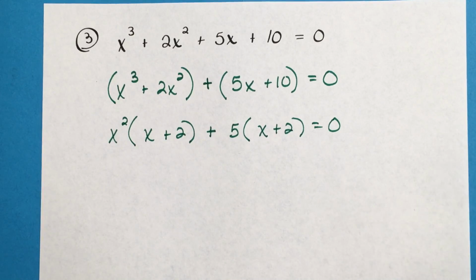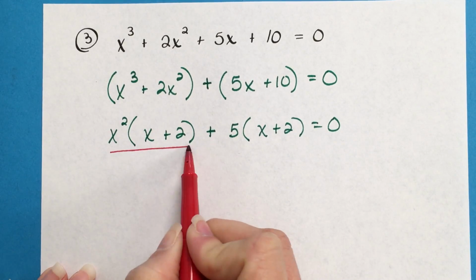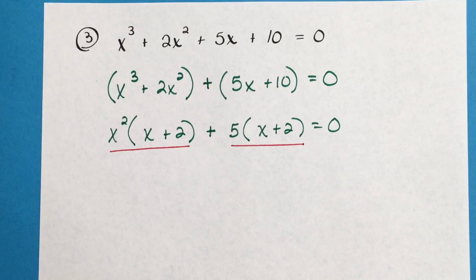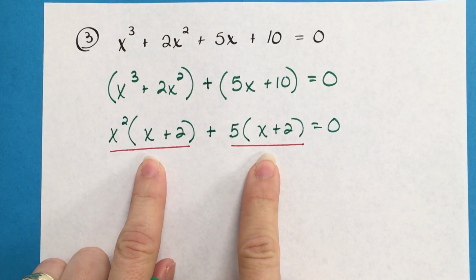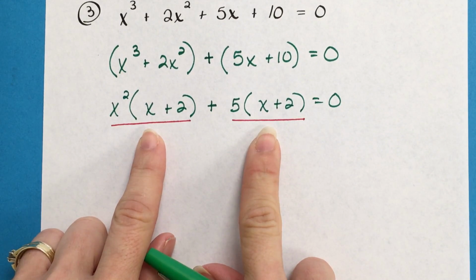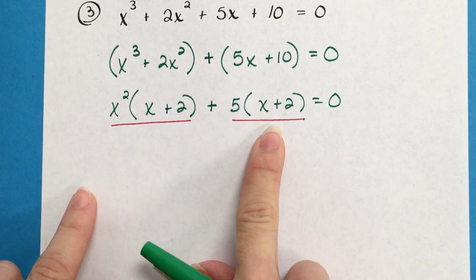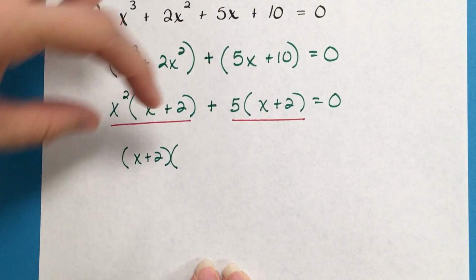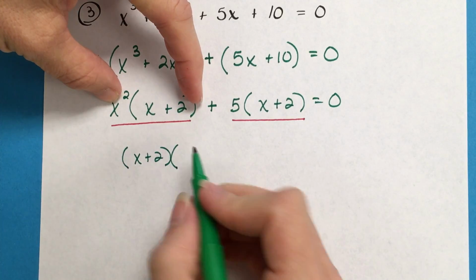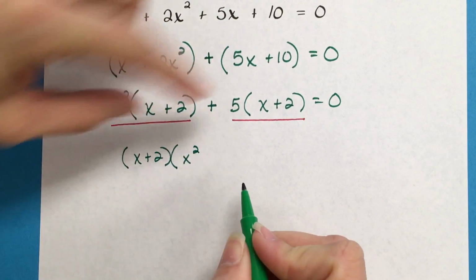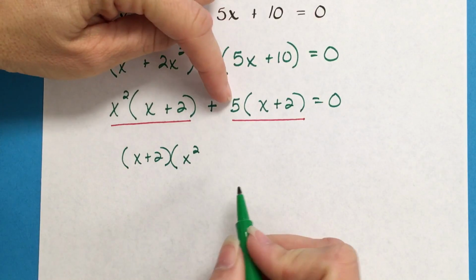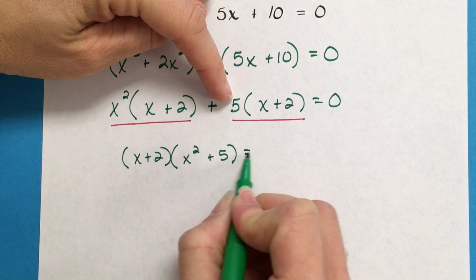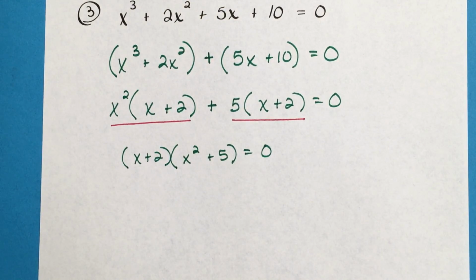All right, now you're going to look at this. This is all one term, this is all one term. And these two terms have the x plus 2 in common. So it's just like GCF again. Since you have x plus 2 in common, then you're going to pull x plus 2 out front. So when you take away the x plus 2 from here, that leaves you with the x squared. You take away the x plus 2 from here, that leaves you with the 5. Okay, so now you are finished with the grouping process.